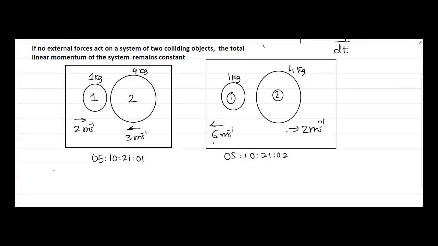Now, the total momentum of this system initially is mass times velocity of both the objects. The first object has mass 1 and velocity 2, plus here the mass is 4 and velocity is 3. So this will be 2 plus 12, which gives 14. I'm simply taking the sum of the total momentum of the system as 14 units. After the collision, the sum of the momentum will be mass 1 and velocity 6, plus 4 times 2, which is 8. So 6 plus 8 gives 14 units.